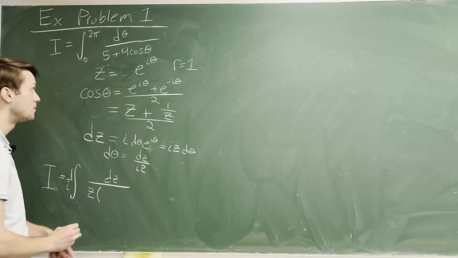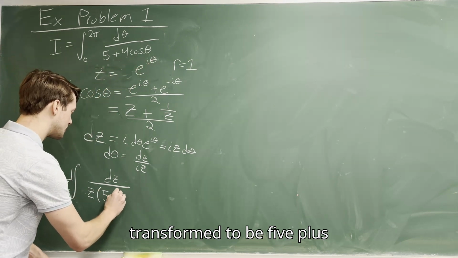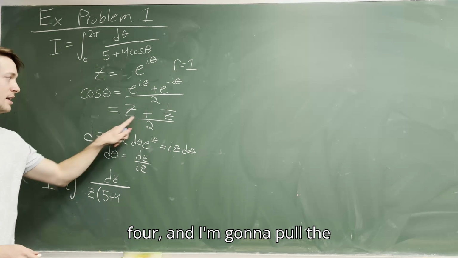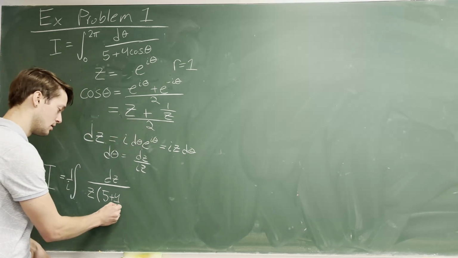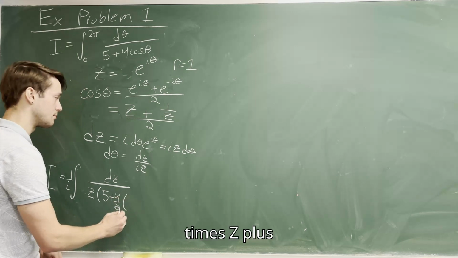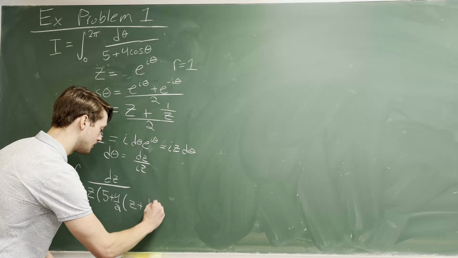So we have a z. Then we have this, which we've transformed to be 5 plus 4, and I'm going to pull the 2 out, 4 over 2 times z plus 1 over z.